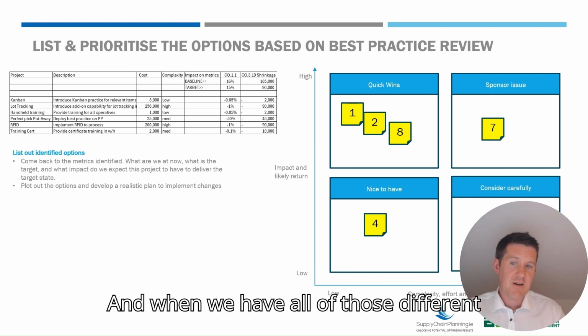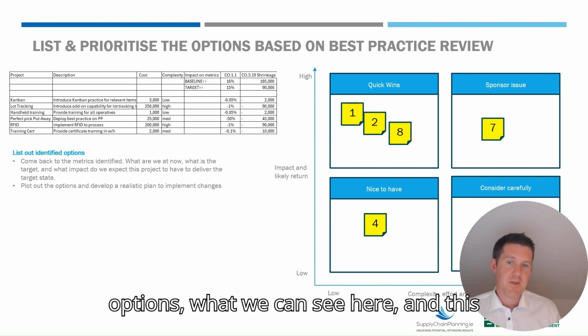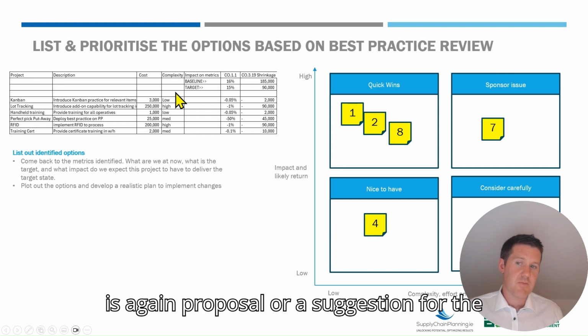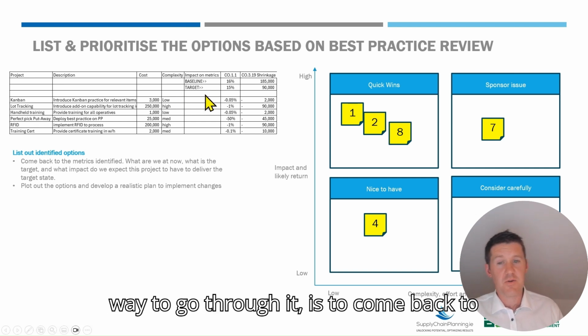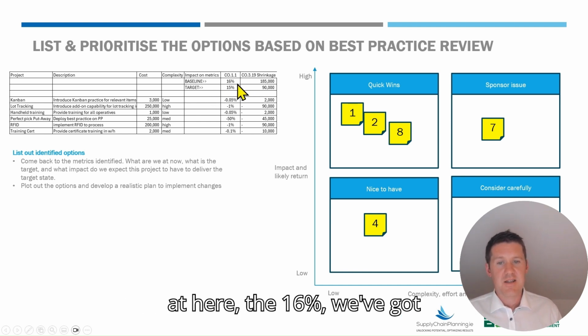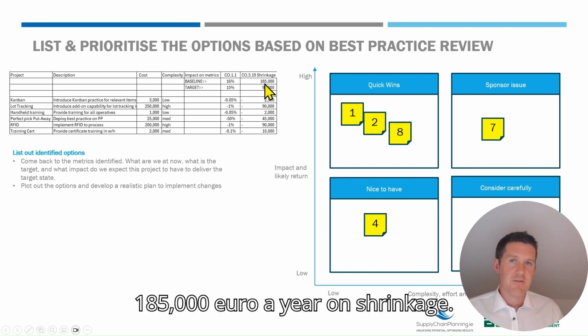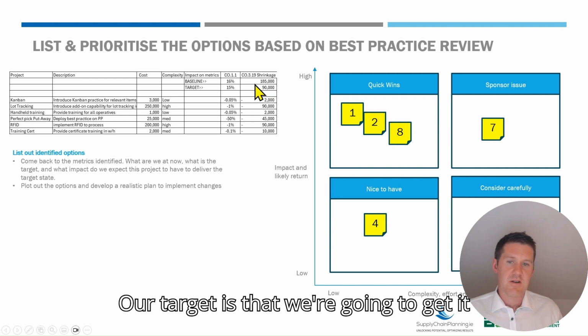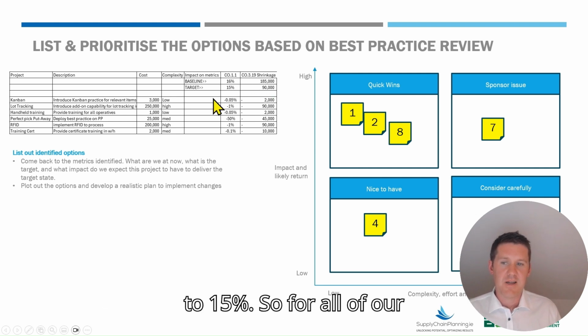And when we have all of those different options, what we can see here, and this is again a proposal or suggestion for the way to go through it, is to come back to the metrics. Our baseline that we looked at here, the 16%, we've got €185,000 a year on shrinkage. Our target is that we're going to get this down to 15%.